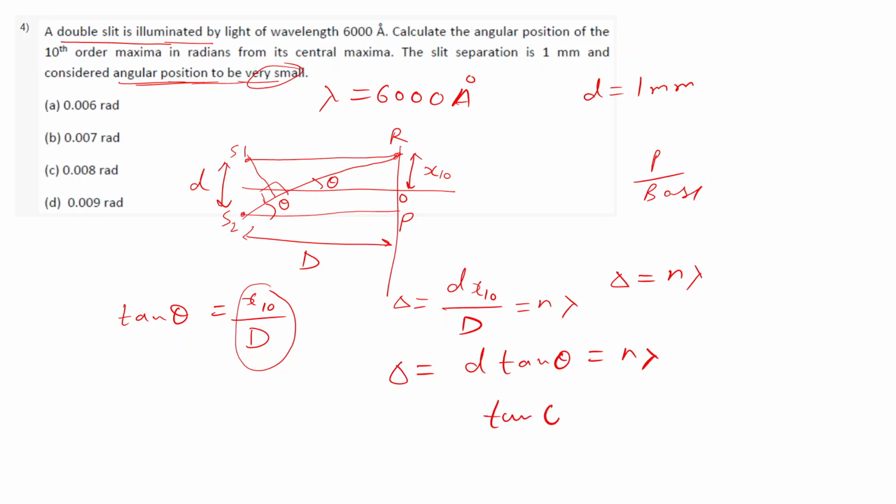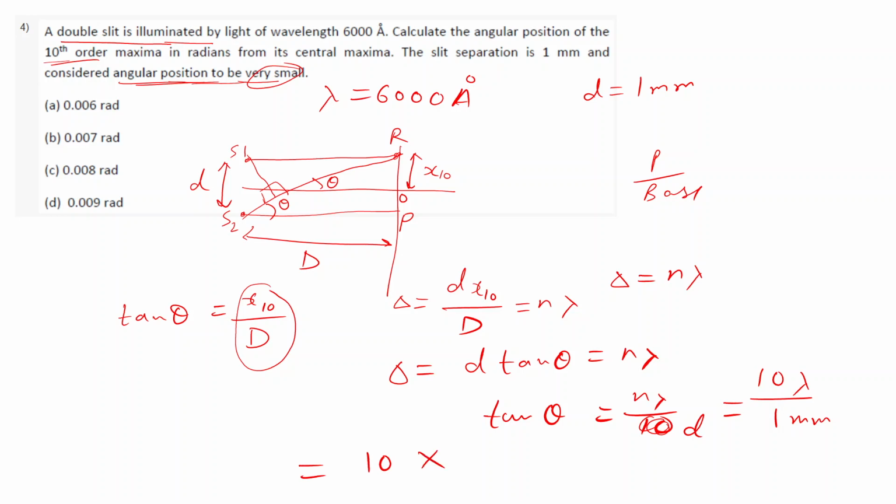That means tan theta is equal to n lambda by d, and this n, we are talking about the 10th fringe, right? 10th order maximum. So tan theta equals 10 lambda by d, and d is given to be 1 millimeter, and this wavelength is also given. We have to find out actually this theta.